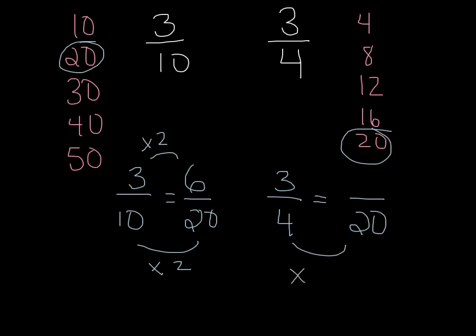We can say 4 times 5 is 20. We do the same thing on the top. 3 times 5 is 15, and I can compare 15/20 and 6/20 because those have the same denominator. They have a common denominator, the 20, and I say, oh, 15 is much bigger than 6. So we know that 3/4 is greater than 3/10.